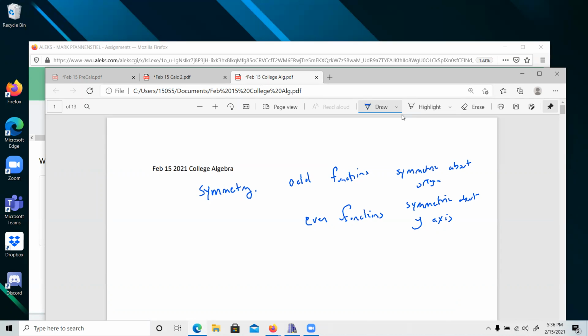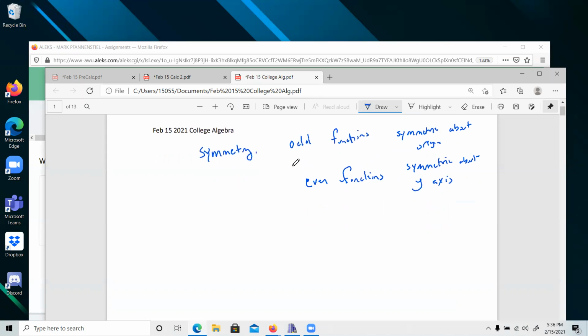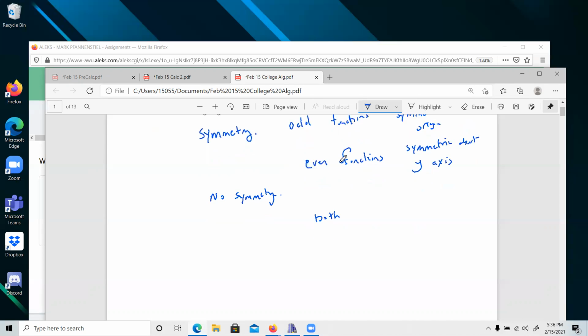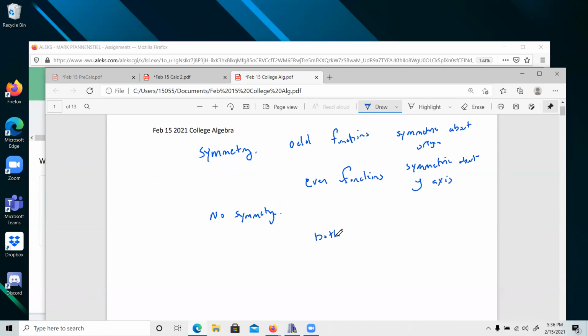Now, unlike numbers, functions are not necessarily even or odd, but there's no rule for that for functions. You could have functions that are neither, and as a matter of fact, a lot of them are neither. So no symmetry, that's entirely fine. Okay, they're not even or odd. And there's one class of functions that are both. Okay, they're even and odd. So let's talk about what they are.